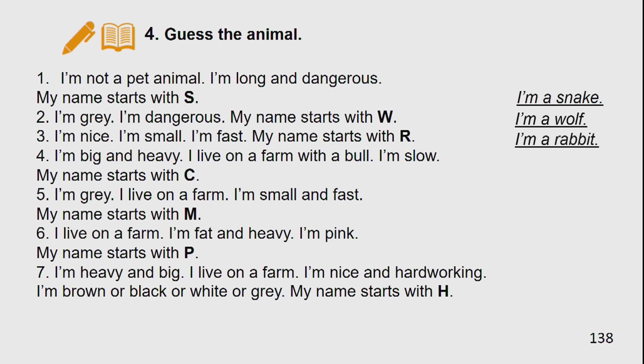Number 4. I'm big and heavy. I live on a farm with a bull. I'm slow. My name starts with C. Of course, I'm a cow.